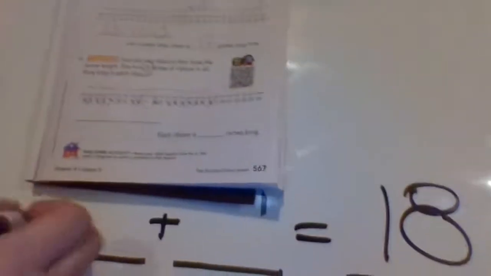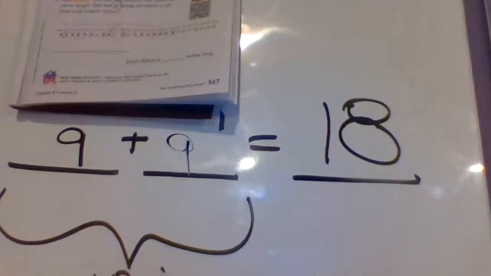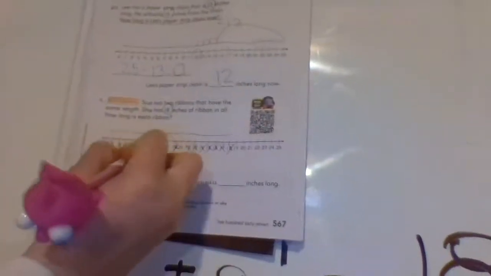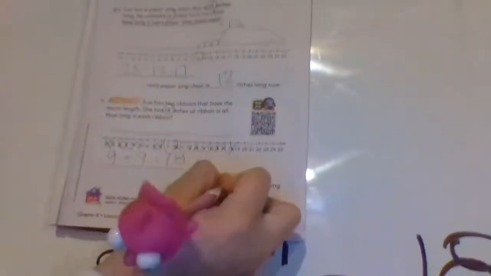Look what number is in the middle. It's 9. Let's see if that works. So we have 9 plus 9 equals 18. So if I were to rewrite that problem up here, I would do 9 plus 9 equals 18. So each ribbon has to be 9 inches long.